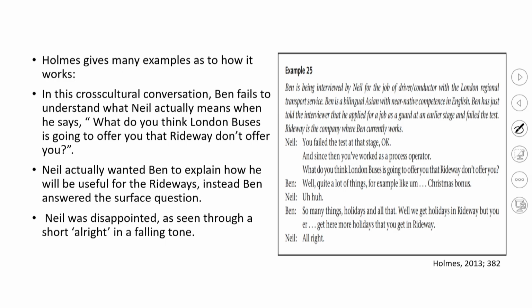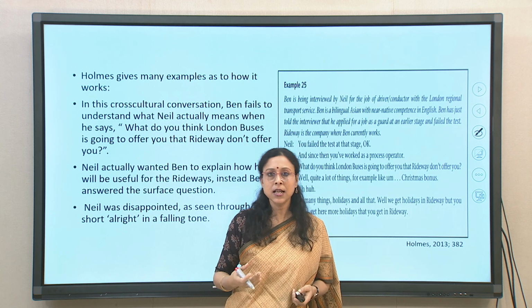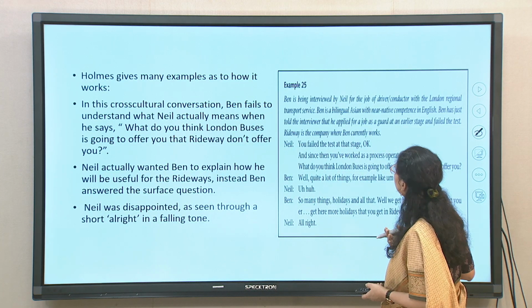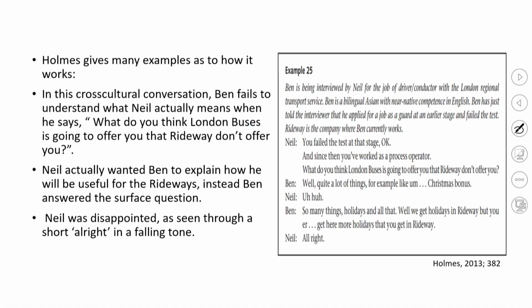So, one example I have added here as I was talking about it. Holmes gives an example like this. This is a conversation in a job interview. One person named Ben is being interviewed by a person named Neil. Ben is an Asian immigrant, second or third generation. He is a bilingual Asian with near native competence of English. This is important because it is not that he does not understand English, but Holmes goes on showing.